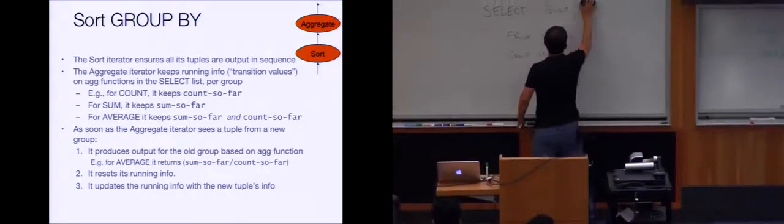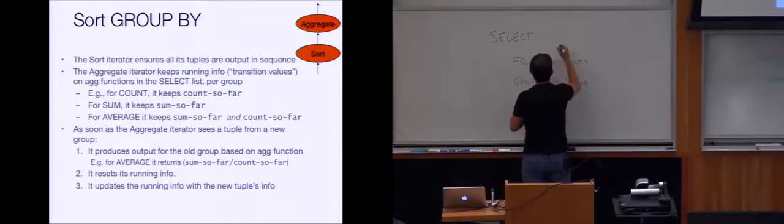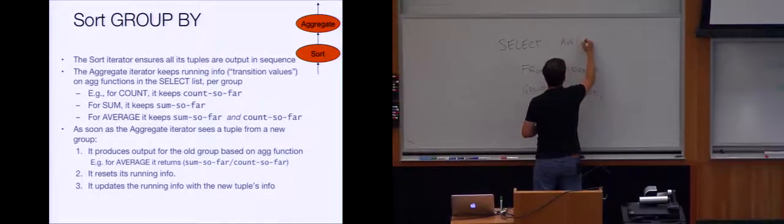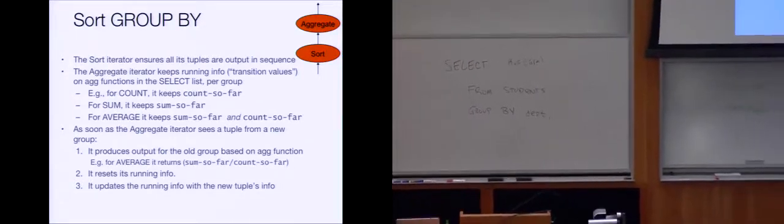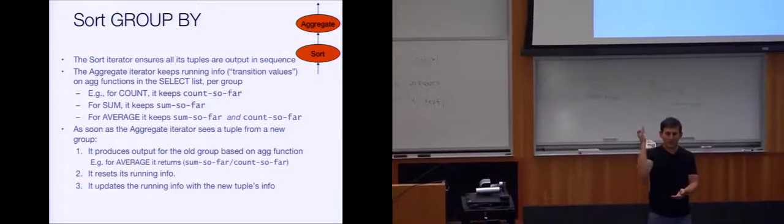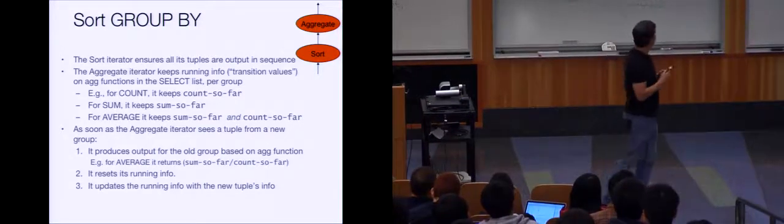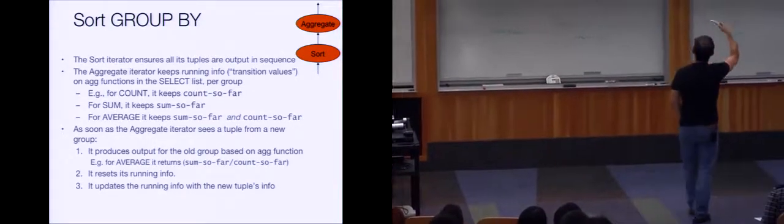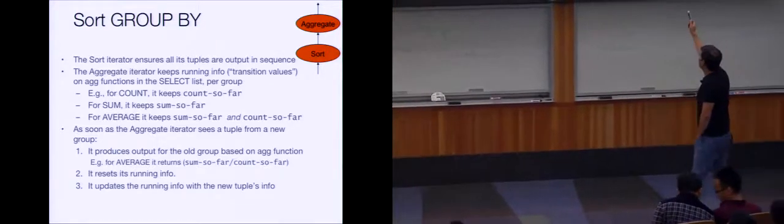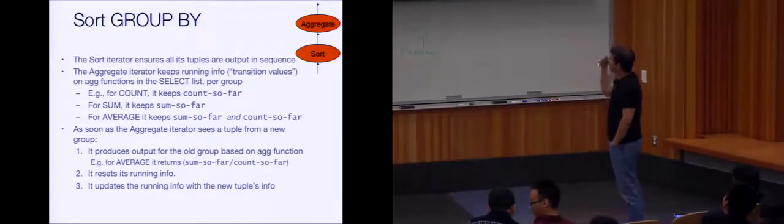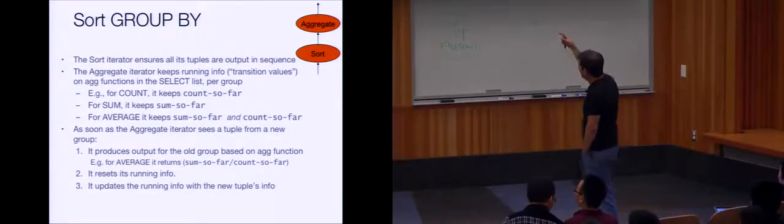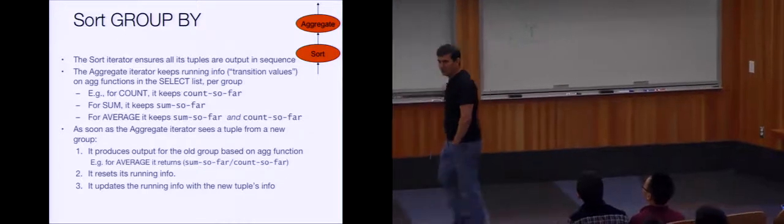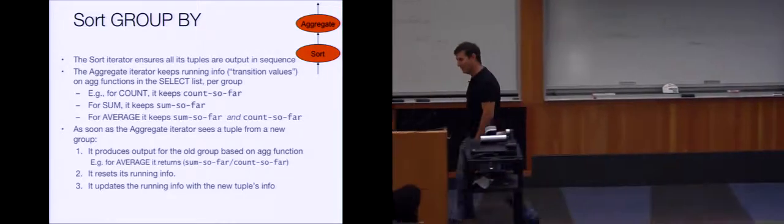Average, well, average is sort of annoying, right? Because you need the count and the sum to do the average. So actually, even though this query says average of GPA, the running state of the aggregate is the count and the sum. And when you transition from one group to the next, you divide the sum by the count, and that's the average, right? So the running state may be more than one thing. For average, it's 2 things. That's fine. And as soon as the aggregate iterator sees a tuple from a new group, it produces output for the old group based on the final function of the aggregate. All right? And it resets its running info and updates it with the new tuple. Make sense? Pretty simple stuff.